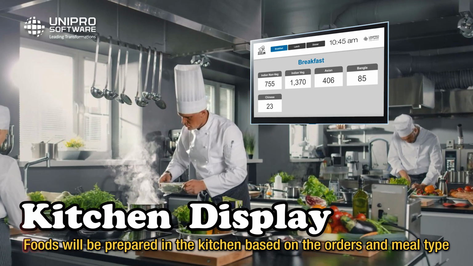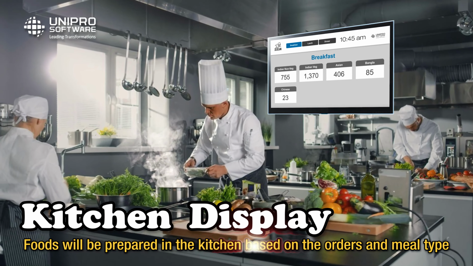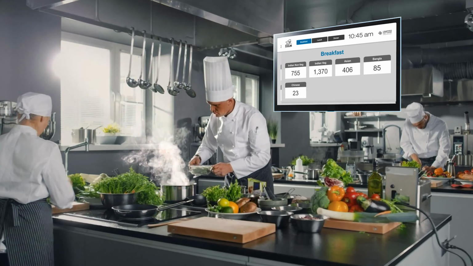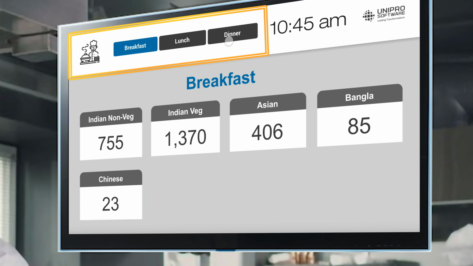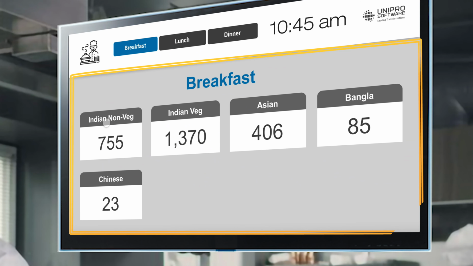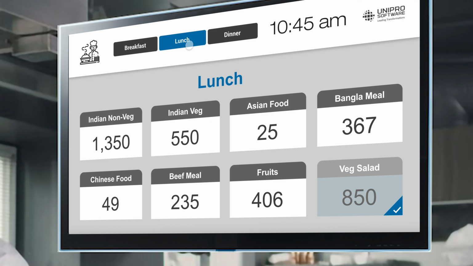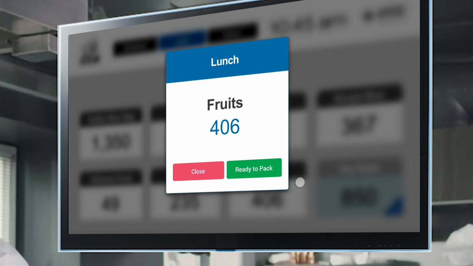Kitchen display. Foods will be prepared in the kitchen based on the orders and meal type. Meal type section, cuisine type section. Once the food is cooked, the user needs to change the status to ready to pack.